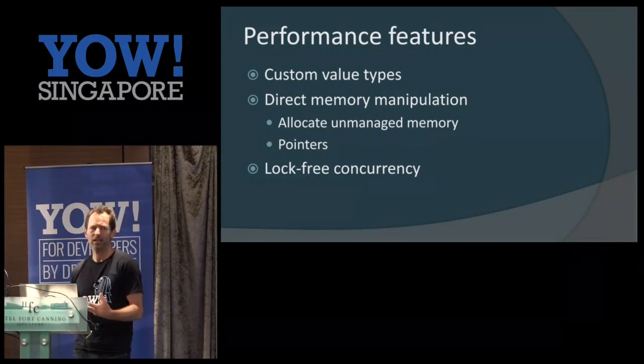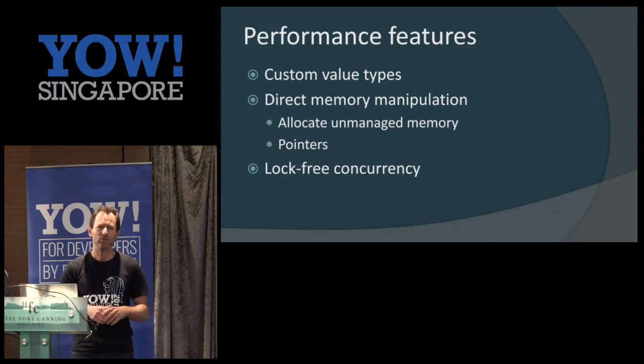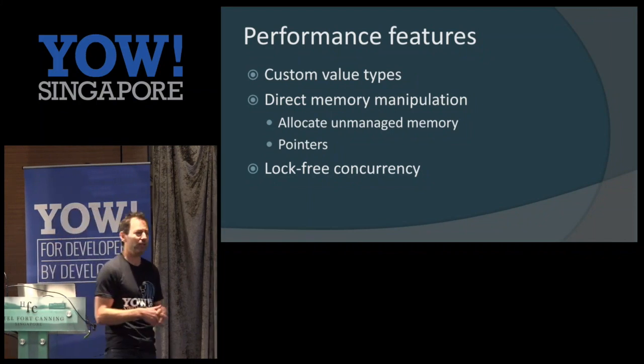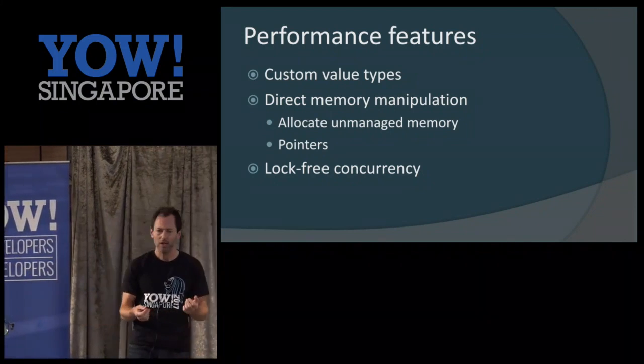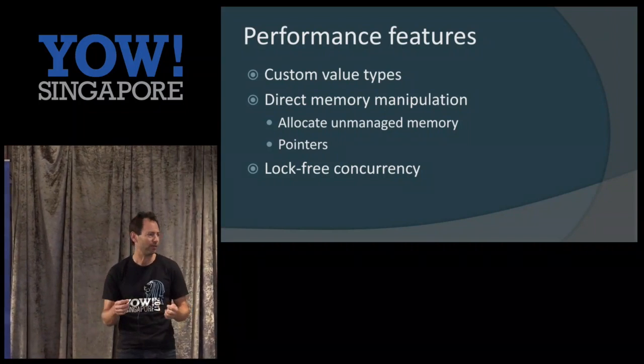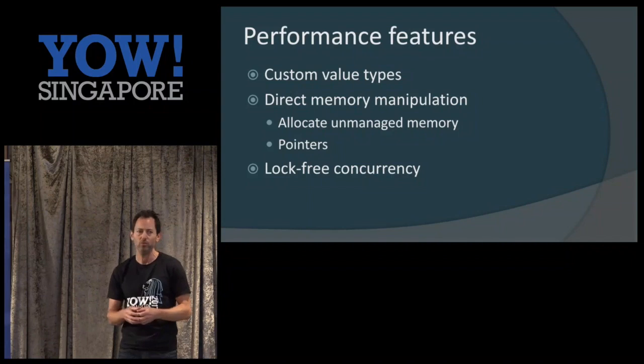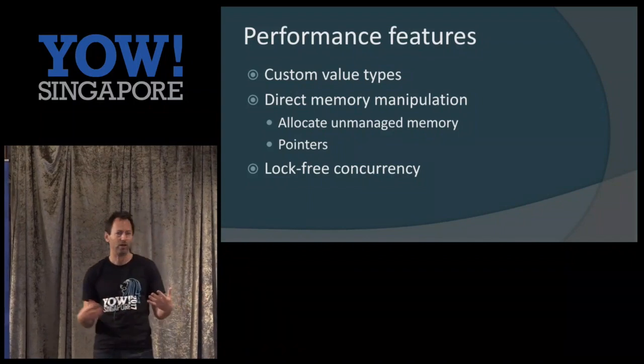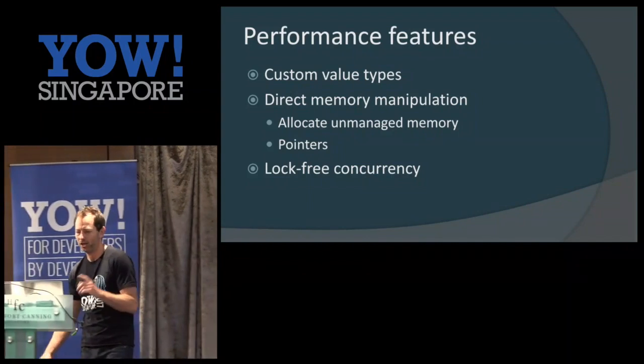With pointers, you can allocate your own memory. And you can also bypass the entire type system and all runtime checks. And you can also do lock-free concurrency in C#. Obviously the GC is pretty good nowadays and it's quite efficient, but there are times when you want to go that extra step and bypass it. You can do that in C#.